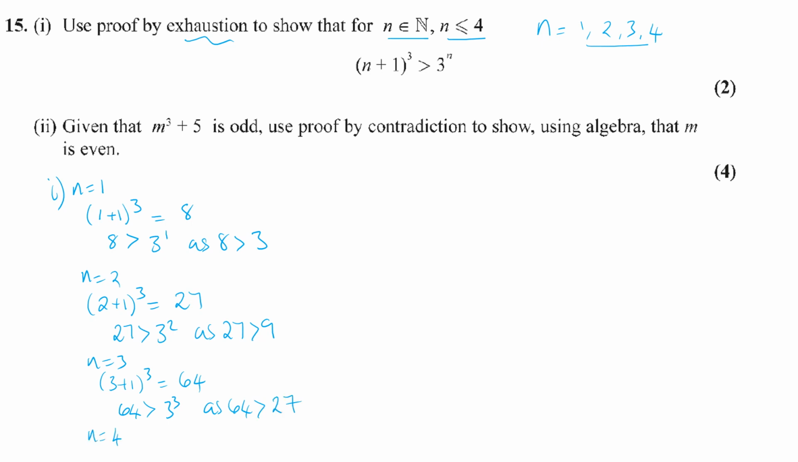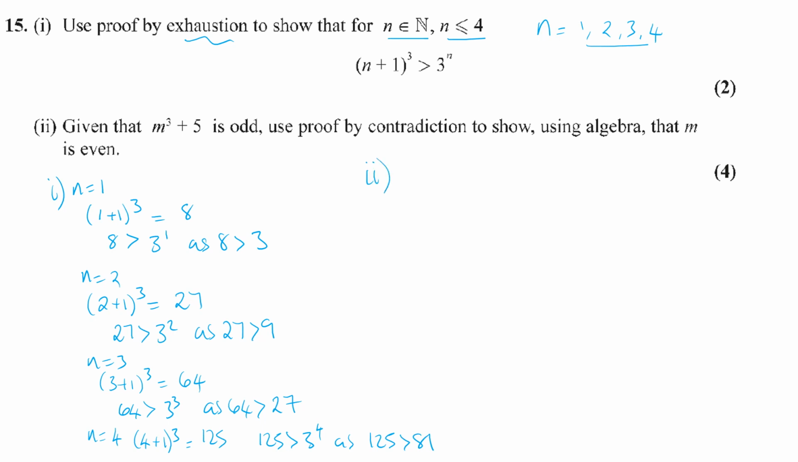N is equal to 4. You've got 4 plus 1 all cubed, which is going to be 125. 125 is bigger than 3 to the 4, as 125 is bigger than 81. So as long as we've done it for all the cases, we have proved by exhaustion.